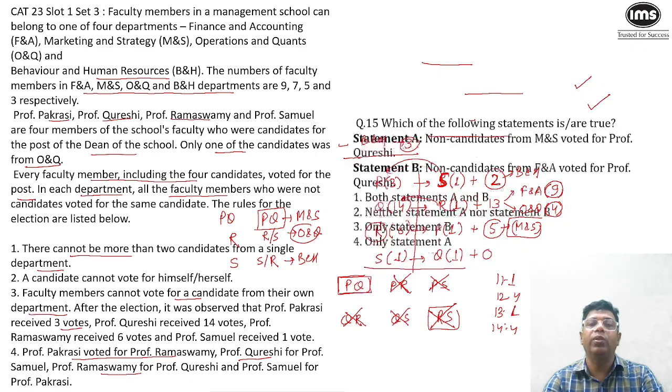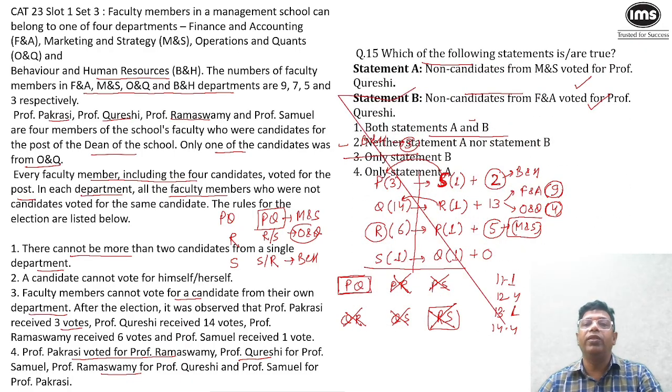And let's look at the last question of this set. Which of the following statements is true? Non-candidate from M&S voted for Professor Q. Non-candidate from M&S voted for R. So the first is false. Non-candidate from F&A voted for Professor Q. That is absolutely right. So I think the second statement B is correct. So option 3 is correct. So that's it for this set.